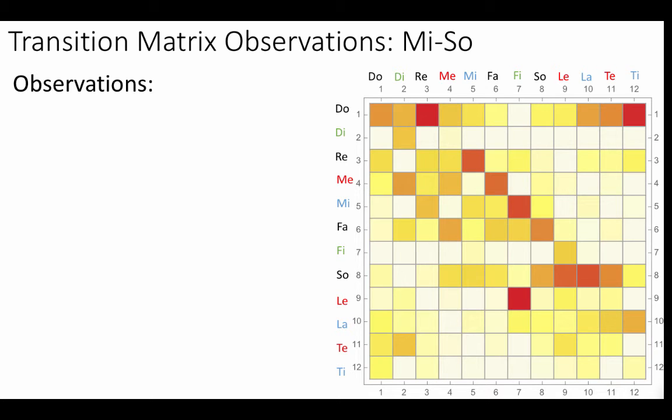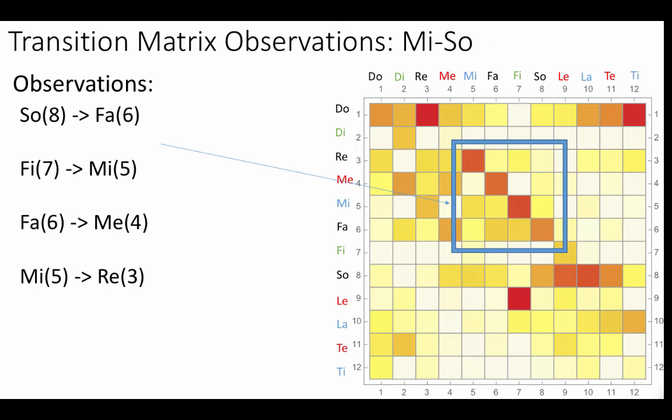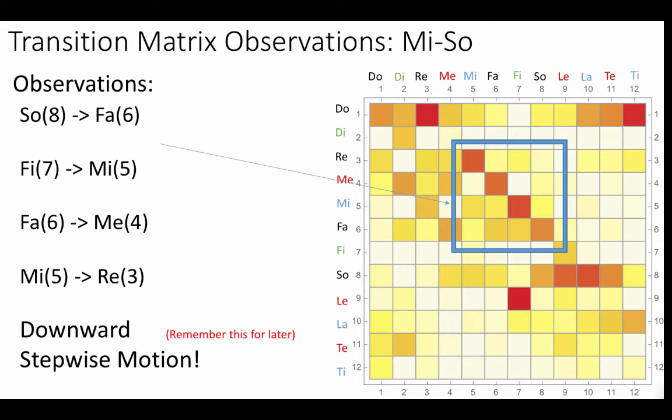However, the most interesting feature of this matrix we have yet to talk about is the diagonal feature in the middle, and it shows a pattern. So goes down to fa, fi goes down to mi, fa goes down to me, and mi goes down to re. The pattern here is none other than downward stepwise motion. Remember this for later because it will play a big role in the outputs of our algorithm.